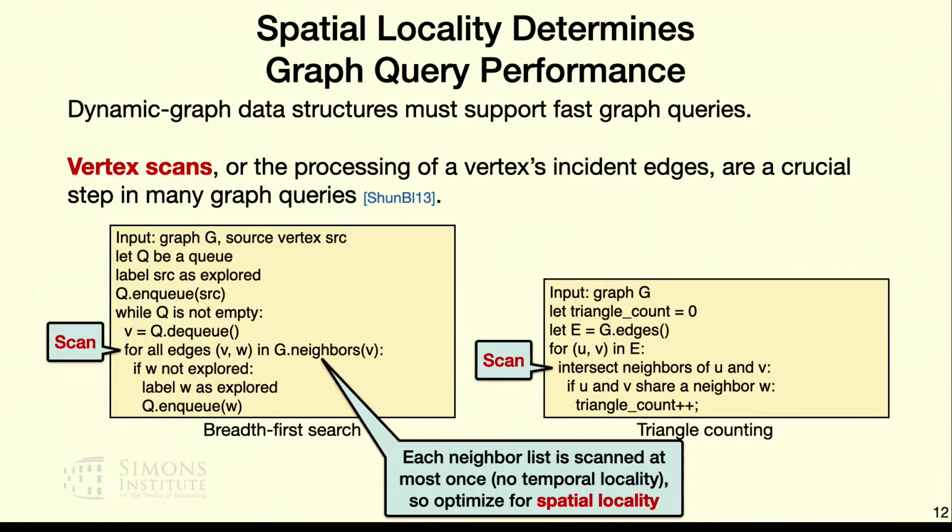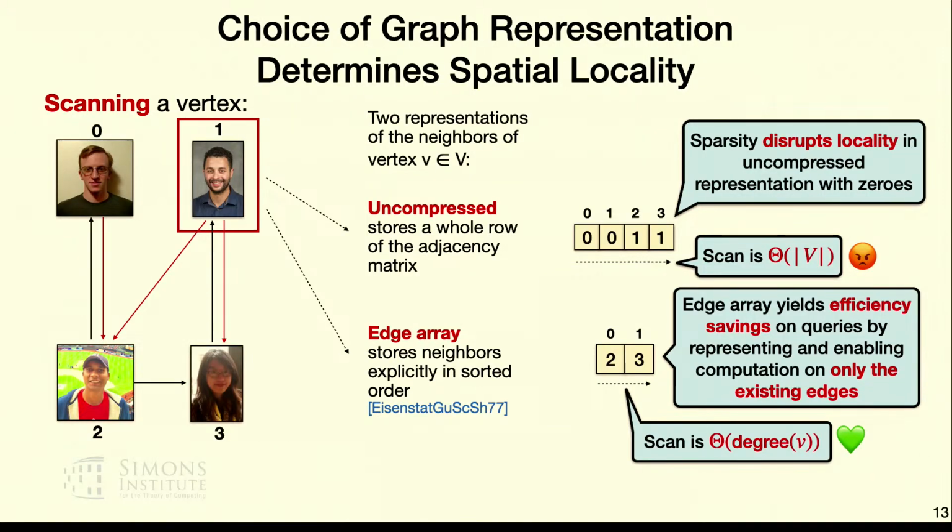And in the first example, you don't have temporal locality because you only iterate through every neighbor list at most once. And in the second one, you might have temporal locality. But the point is that you don't know if you're going to iterate through them more than once. So you have to optimize at the data structure level for spatial locality because the algorithm is at a higher level and you're not totally sure exactly what access pattern it has. And the spatial locality of the scan operation depends on your graph representation. So optimizing for scans boils down to choosing the right data structure.